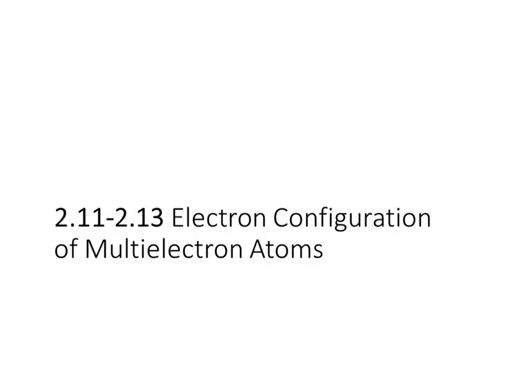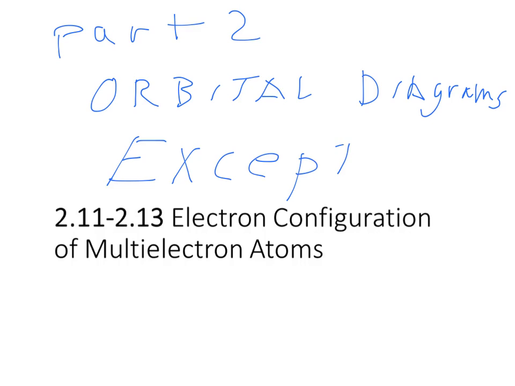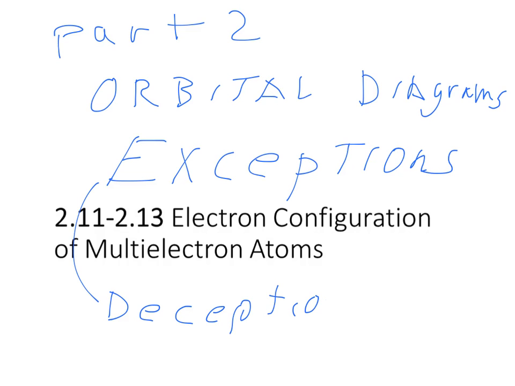All right, welcome to part 2 of our electron configuration discussion. We're going to now address orbital diagrams, which will provide us even more information about electron configuration for each element, and more importantly, it will allow us to intelligently discuss exceptions, or rather deceptions, when it comes to electron configurations. Because really there aren't exceptions, they're just things that we can't predict from the periodic chart alone. So let's start by taking a look at what an orbital diagram is.